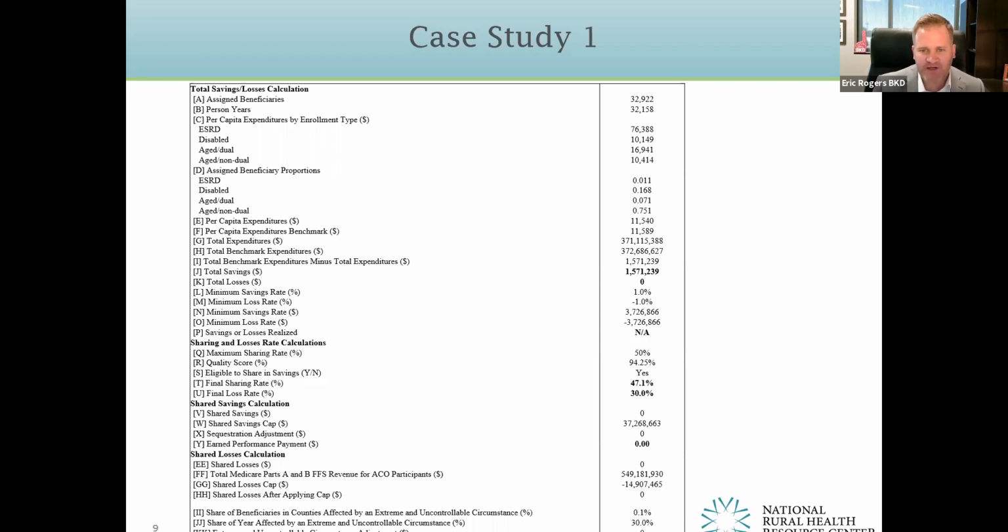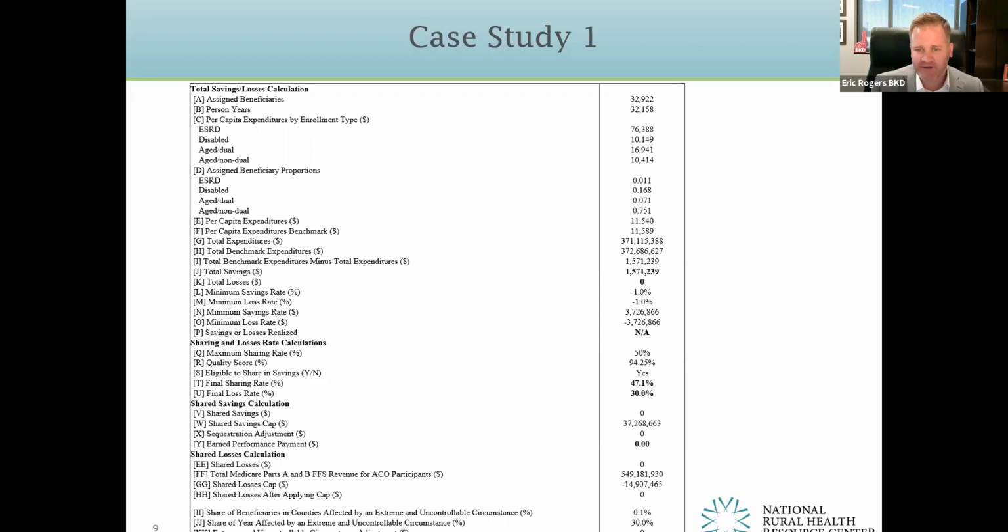This particular organization saved Medicare $1.6 million compared to the target price. And their savings and loss threshold was set at 1%. You remember I talked about that earlier. So this said that they would have had to have saved Medicare $3.7 million to be in the savings bucket, and likewise would have had to have been over 3.7 to be in the loss. So they didn't meet that threshold requirement.